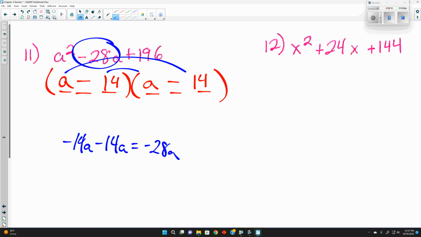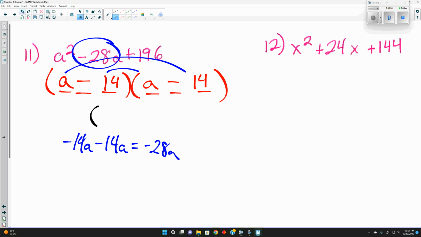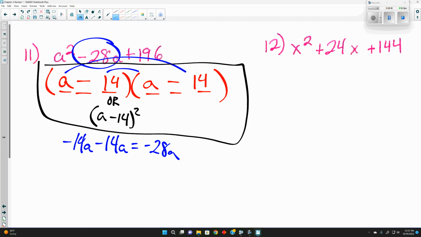Are these two parentheses the exact same thing? So I could rewrite this as a minus 14 times a minus 14. Is that the exact same as a minus 14 squared? Pick which way you want to write it.